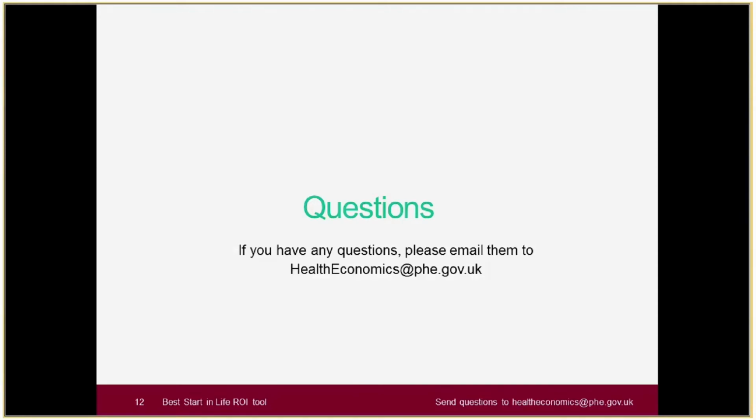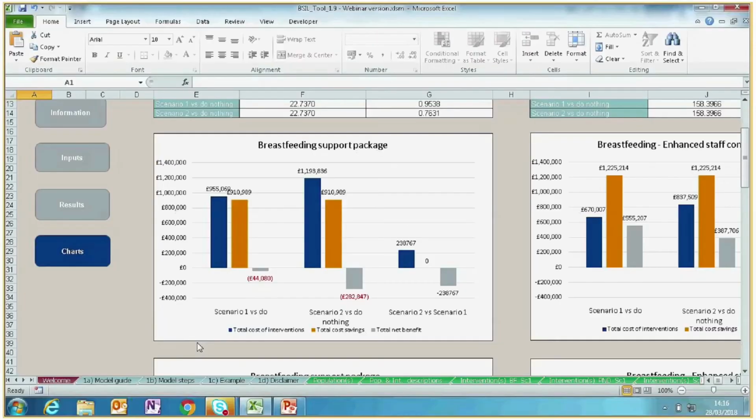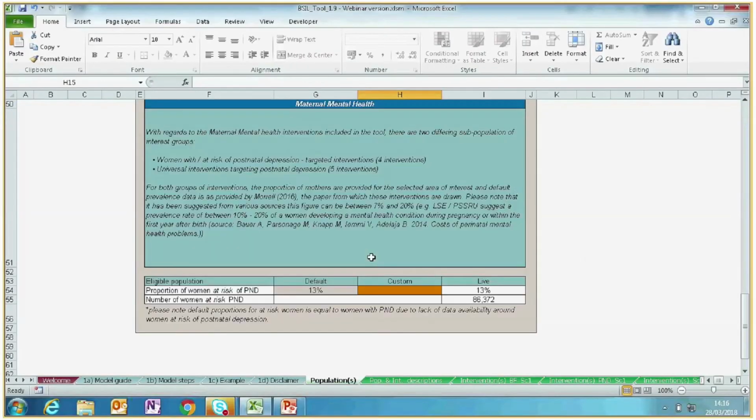Excellent. Yes, thank you. As part of the defining population stage, you are asked to define the women at risk of postnatal depression. I don't think there's a clinical definition of that. So within the tool, what we've done is to have as a default the proportion of women that actually suffer postnatal depression. But again, that's one of the variables that can be altered. The default is 13%, but based on local information or how you plan to potentially provide those interventions, you could alter that.